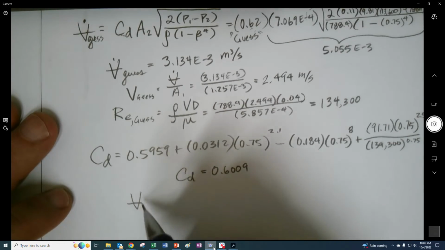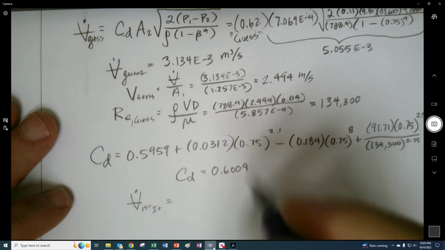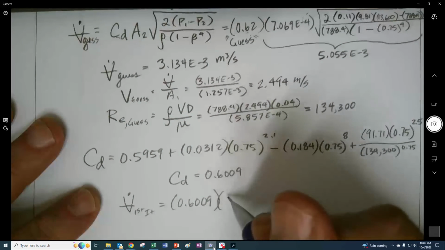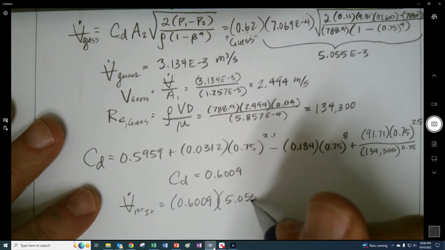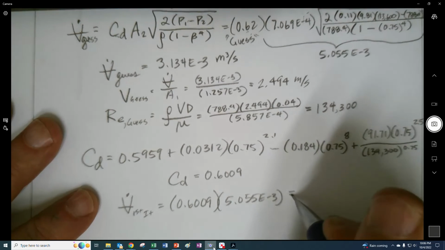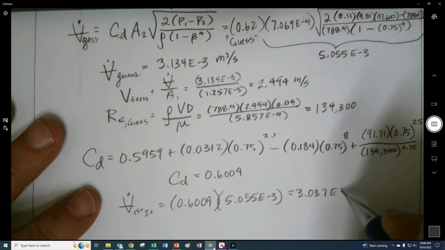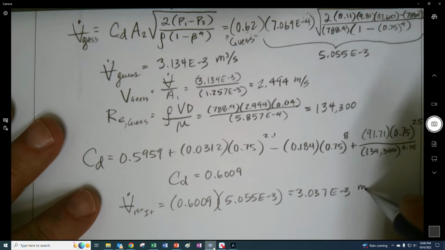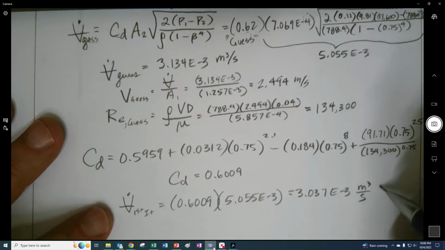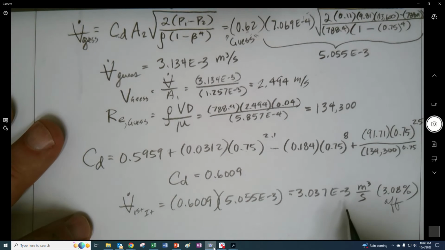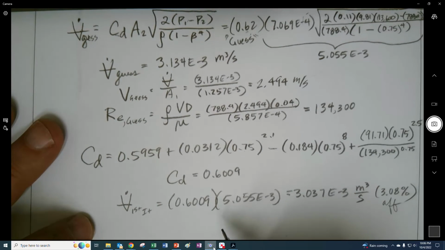So we would get the updated, maybe I'd say the first iteration. That's what I'm saying. We got a 0.6009 multiplied by our 5.055 E minus 3. And our update is 3.037 E minus 3, and this is cubic meters per second. And by the way, that was 3.08% off from our initial guess, right? So we guessed 0.62 and we were wrong.